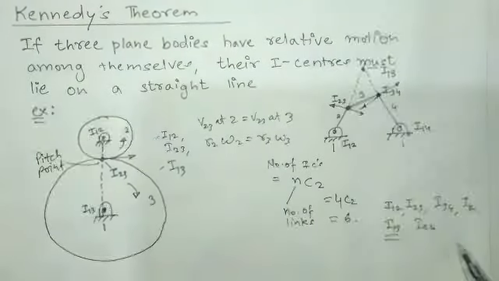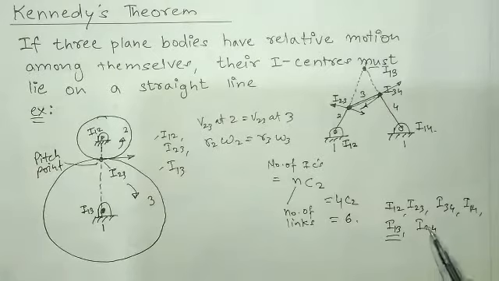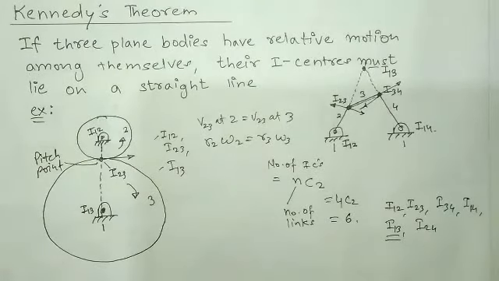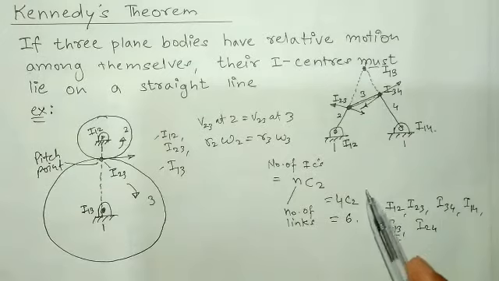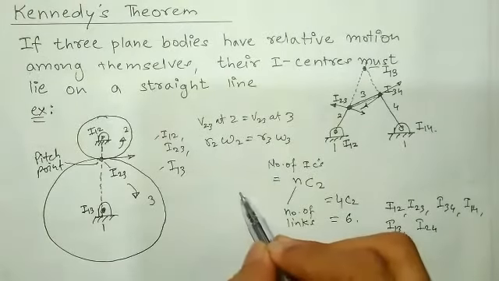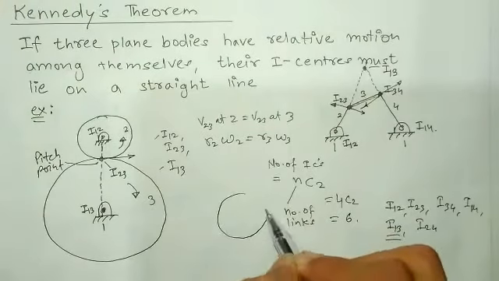Now if one wants to locate I24, I24 simply means the point at which link 2 would be in pure rotation at that instant when link 4 is fixed, or vice versa. That is, link 4 will have pure rotary motion at that instant when link 2 is fixed. If we use the method which I showed you here, I think the task would be difficult. So the simple method we use is to draw a simple circle.